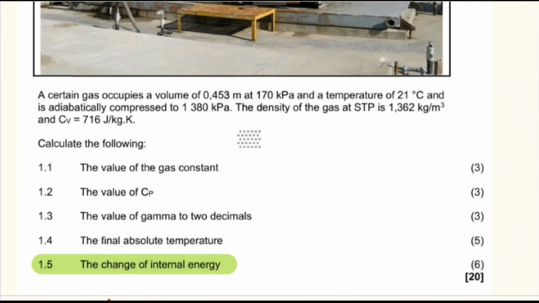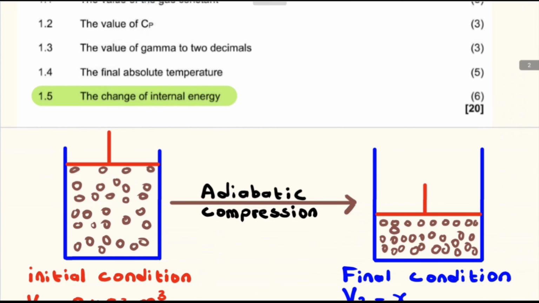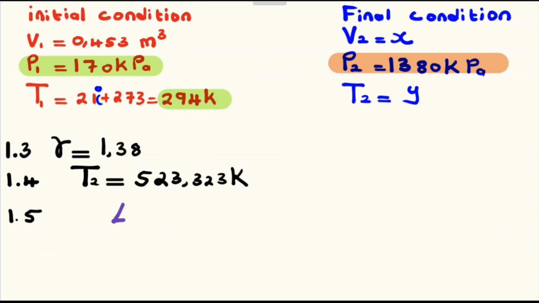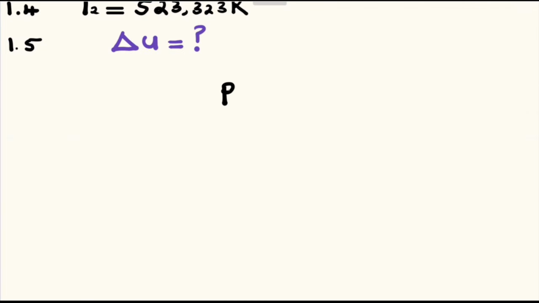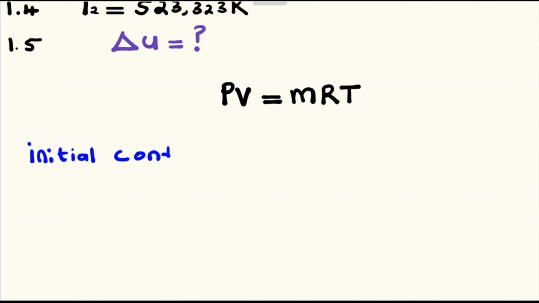Question 1.5, we have to calculate the change of internal energy, and it's denoted by delta U. So this is our unknown, and from this formula we have PV is equal to mass multiplied by the gas constant R multiplied by the temperature T, and we had an initial condition. From the initial condition, we moved to the final condition.